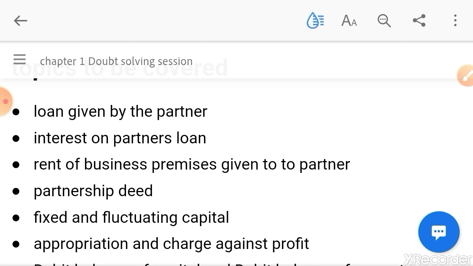See students, when we are making two accounts, then it is fixed capital, and when we are making a single account, then it is fluctuating capital. When we merge both the accounts of fixed capital, it becomes fluctuating. Is this point clear to you? So every day-to-day transaction is treated in the current account, whereas in the fluctuating capital account, the entire transactions related to the partners are treated. Is this point clear to you?